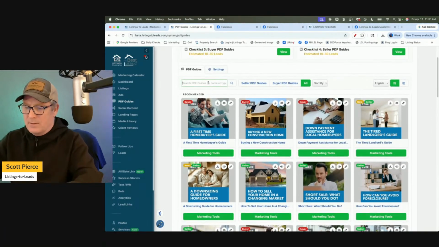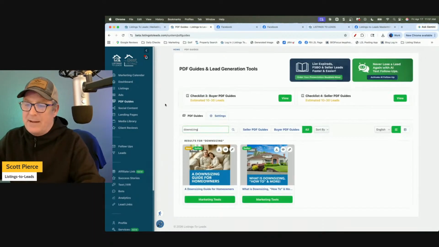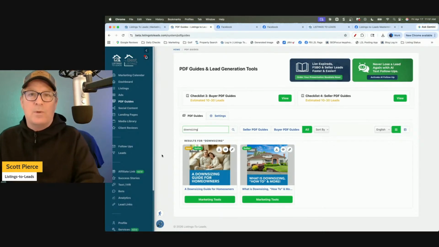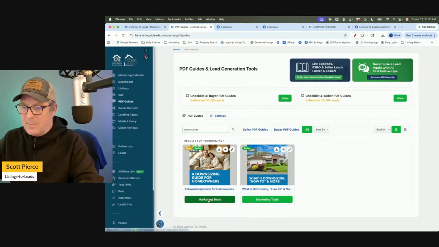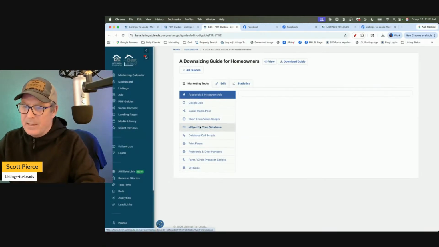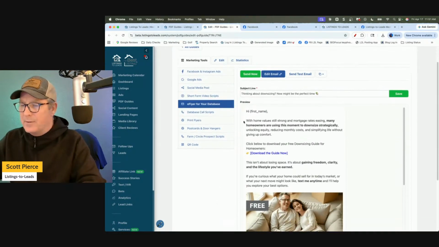Find whatever guide you want. And again, you can do this as an email blast. I have people that do it that way. Every week they come in here and they grab one buyer guide, one seller guide, and then they send it to their database out of their own CRM. Click marketing tools. And you can also add it to a campaign in your CRM. So whatever you want to do.